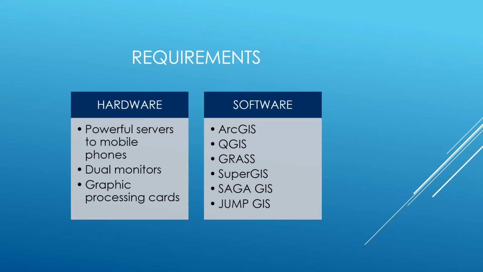GIS requires both hardware and software. Hardware ranges from powerful servers to mobile phones. GIS analysts often need dual monitors, boatloads of storage, and crisp graphics processing cards. The GIS software options out there seem endless. Some examples are ArcGIS, QGIS, GRASS GIS, SuperGIS, Saga GIS, and Jump GIS.